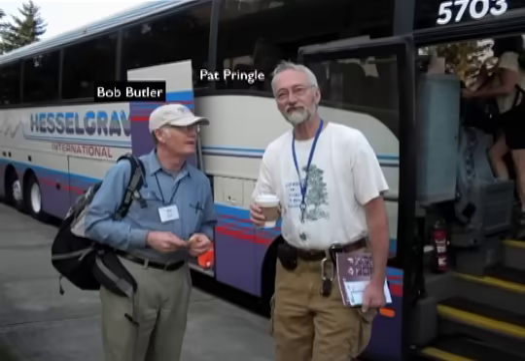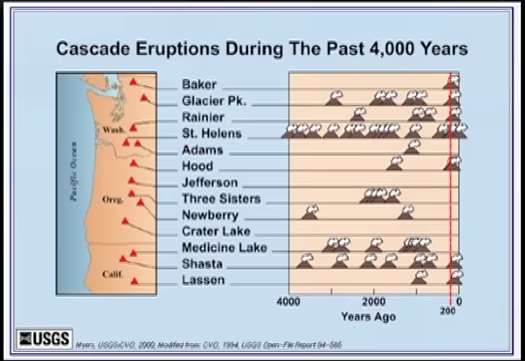Next one, please. There's Pat himself. Fine fellow. And Bob Butler is included. He was one of the main paleomagnetic guys who didn't like the Baja BC story that we told in our first lecture.